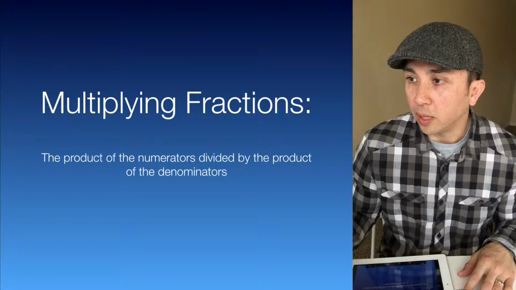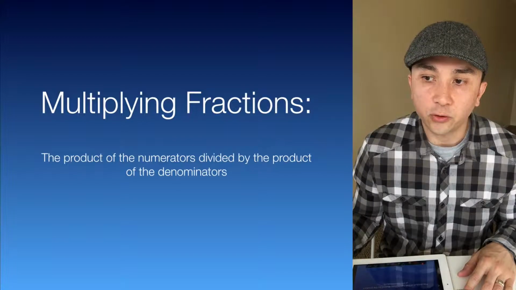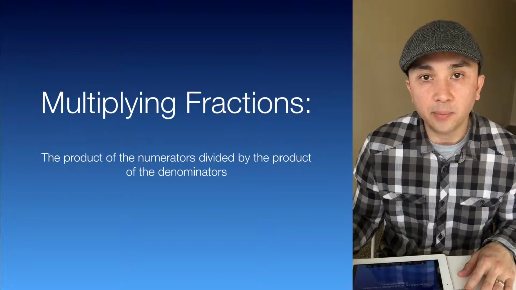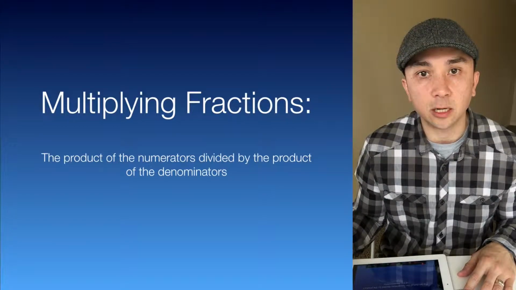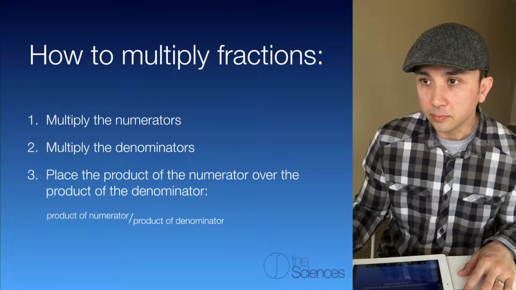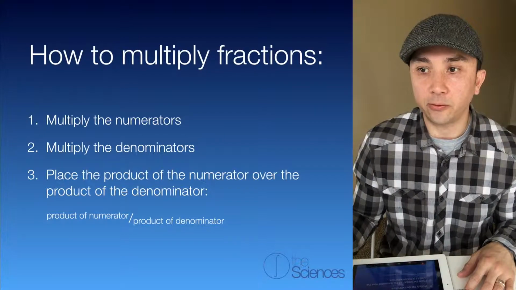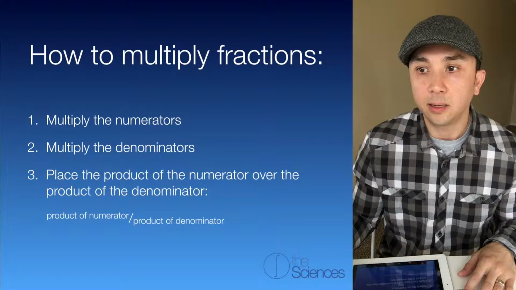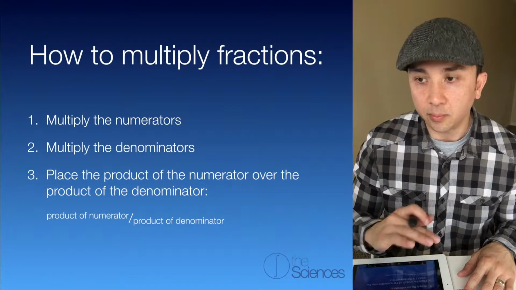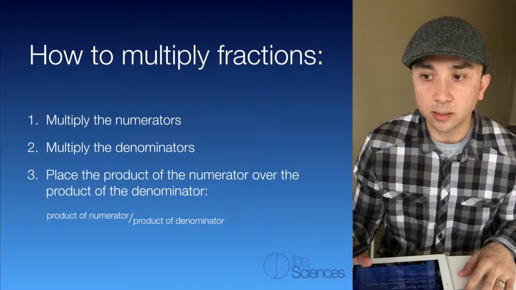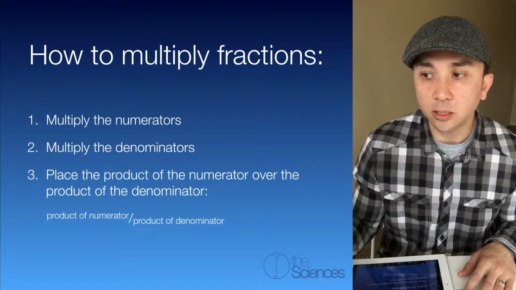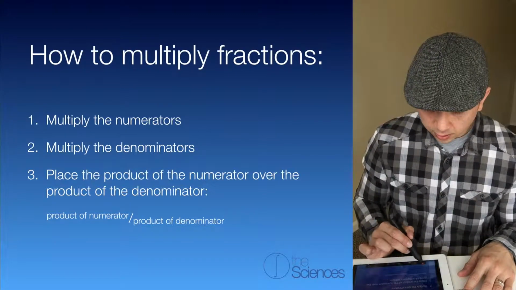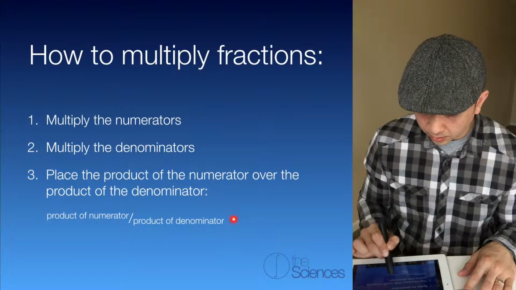Now, how do we multiply fractions? Well, multiplying fractions is the product of the numerators divided by the product of the denominators. So here's how we multiply fractions. First, we're going to multiply the numerators, and then we're going to multiply the denominators, and then we're going to place the product of the numerators over the product of the denominators. So here's what that looks like.